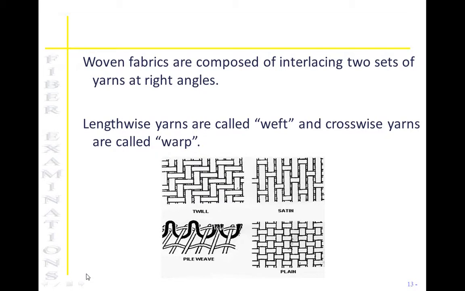Woven fabrics are composed of interlacing two sets of yarns at right angles. You can see from this slide there's several different patterns, and even more than this, that can be made from woven yarns. If we talk about weaving the yarns, the lengthwise yarns are called weft, and the crosswise yarns are called warp.